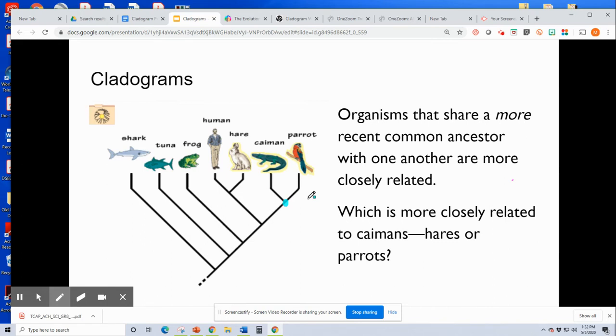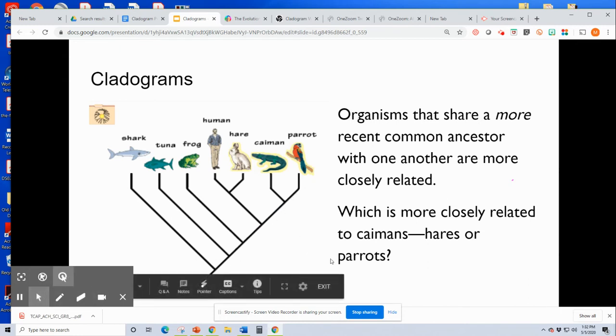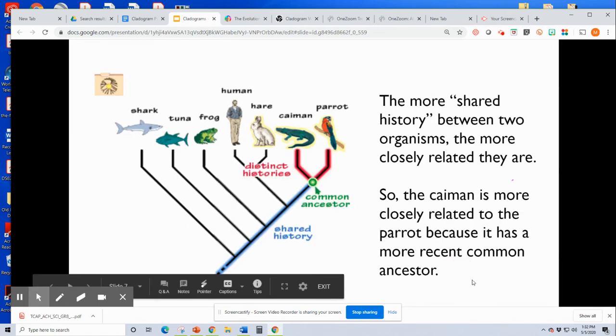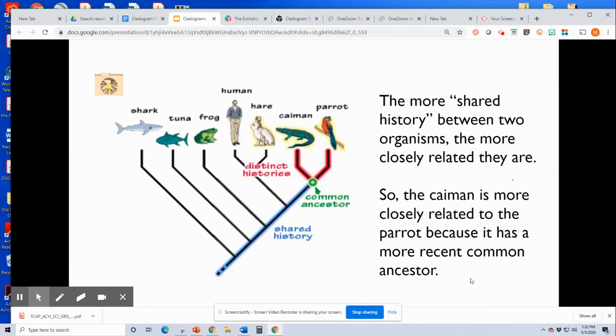And my other choice is the hare. Well, to get to the hare, I have to go back here. That's farther back in time. So this tells me the caiman is more closely related to the parrot than it is to the hare. The more shared history between two organisms, the more closely related they are. So the caiman is more closely related to the parrot because it has a more recent common ancestor.